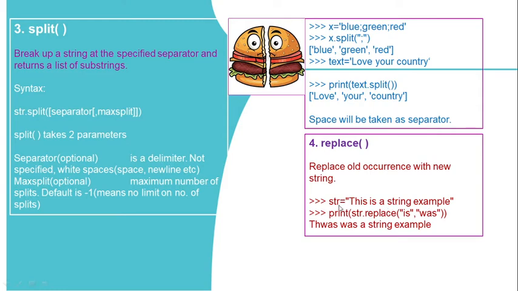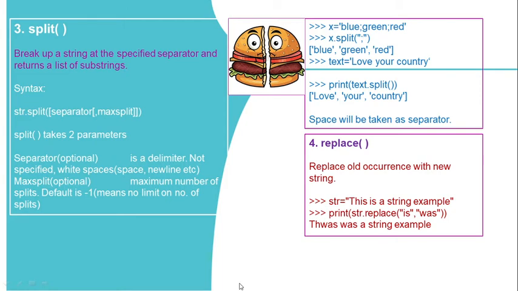Str is a string variable having the value "this is a string example". Then we are applying replace: print str.replace. The same way we call the functions split and capitalize, we call the function replace using the variable, str.replace. Then we have to give the parameters: "is", "was". What is that? "is", "was". "is" should be replaced with "was", that is the meaning, okay.